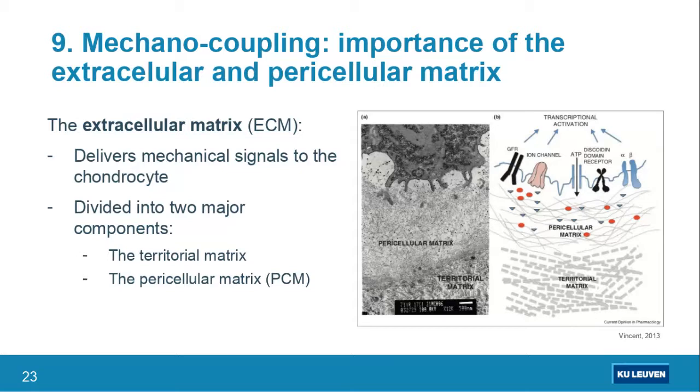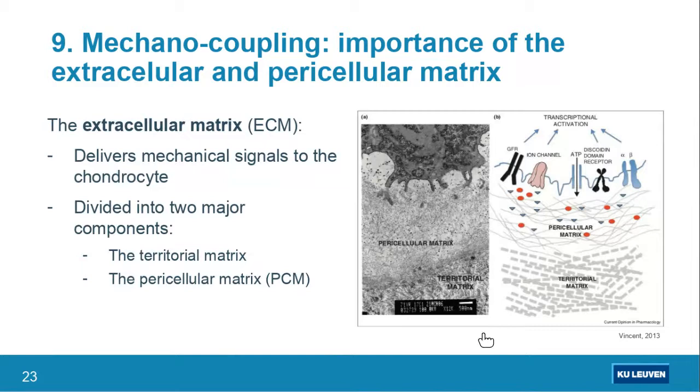So the first element which is very important in this case for the mechanocoupling phase, which is the first phase of the mechanotransduction process, is the extracellular matrix and the pericellular matrix. So as we explained before, the extracellular matrix is going to be able to absorb the impact forces thanks to the presence of collagen and the presence of proteoglycans. But apart from this function, the extracellular matrix is also very important to deliver mechanical signals to the chondrocyte.